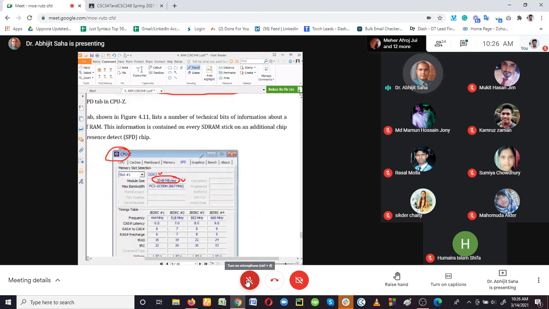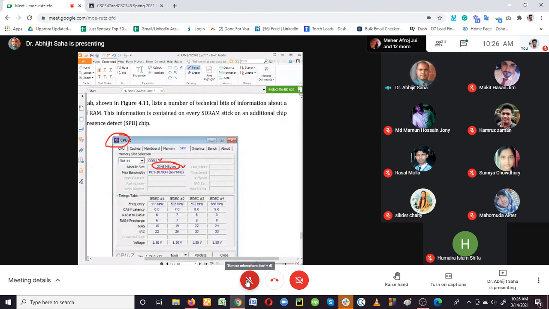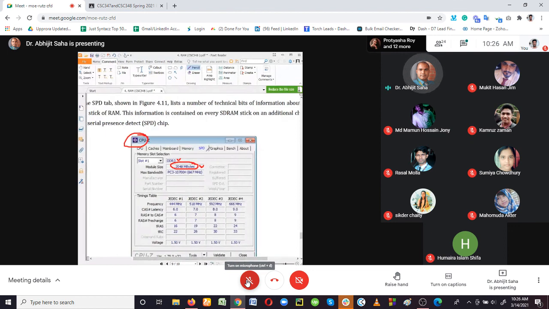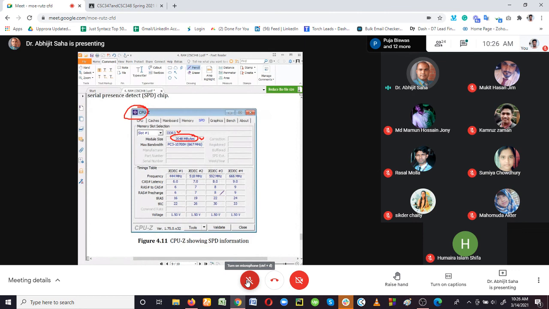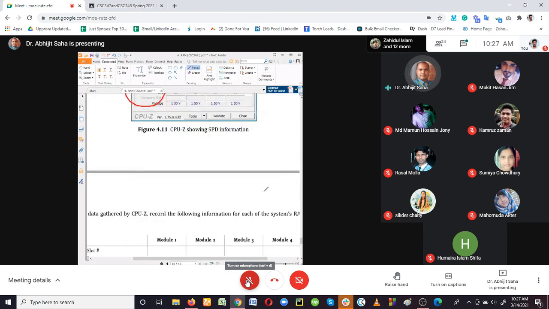There is another one, the SPD, which is also part of the memory, the serial presence detect. In the SPD you will also find information. You are going to write down that information and tell what each item is, and also the timing tables, what JEDEC 1, 2, 3, 4 are. You should explain them with 1 or 2 sentences for each line. So that is the fact here.